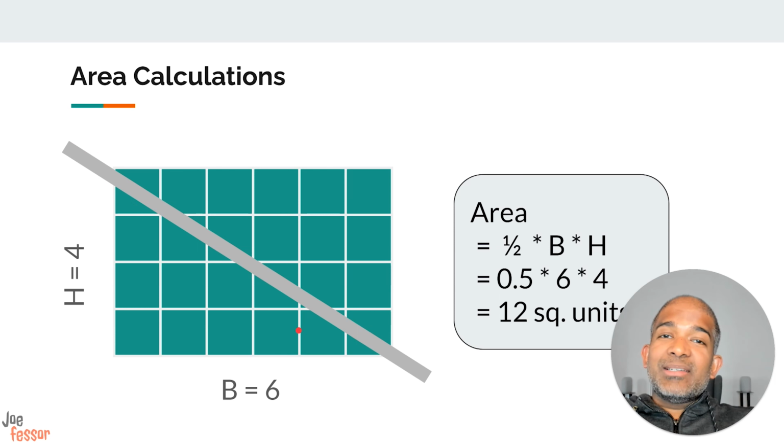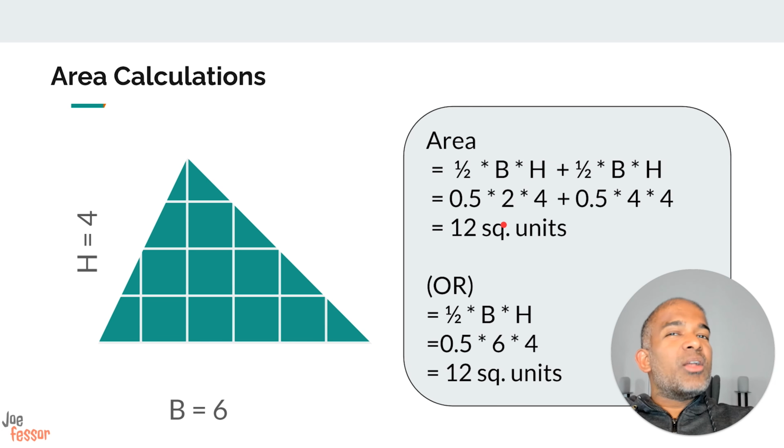The formula for a right triangle's area is half multiplied by base multiplied by height. In this case, it's half multiplied by 6 times 4, which equals 12 square units. So each of these right triangles has an area of 12 square units, which is exactly half of the 24 square units we obtained for the rectangle in the previous slide.